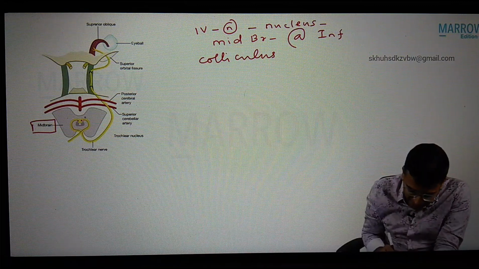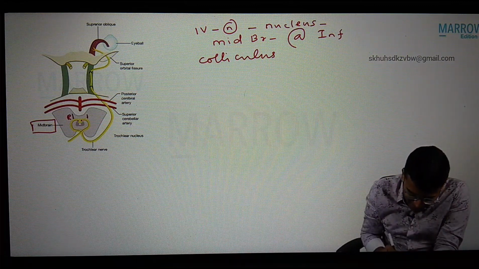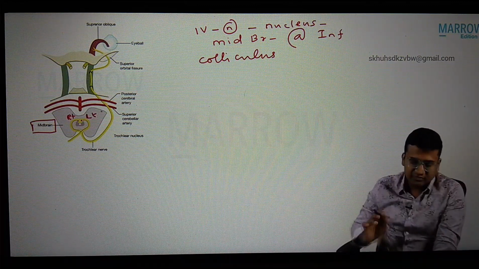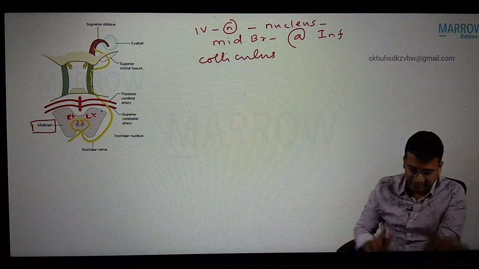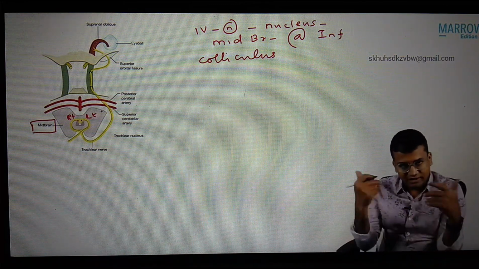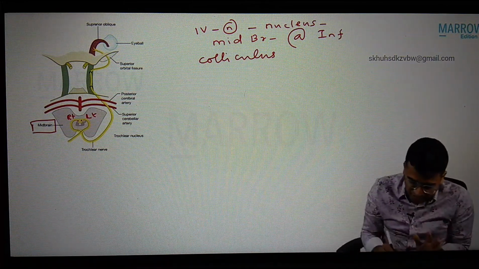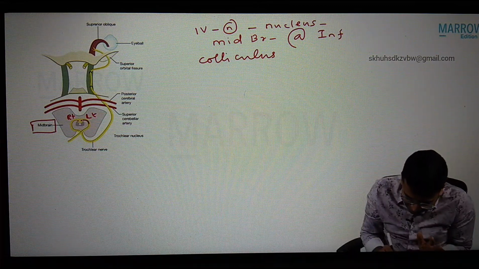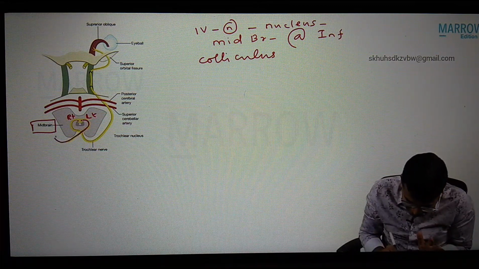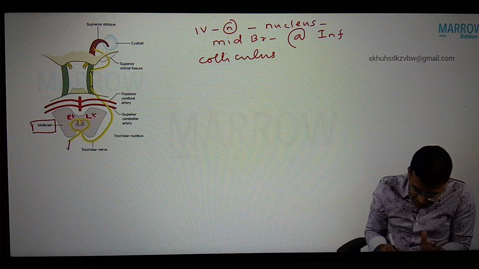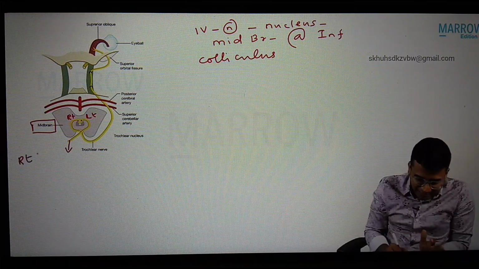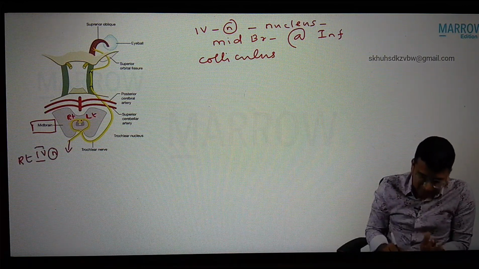Now this is the right side, say. This is the left side, say. We are assuming right side and left side. Don't ask me why right, why left. We are assuming this is the right side and left side. Fine. Now this is the right side nerve. After crossing, it is coming to the left side. So this nerve is called the right trochlear nerve only.